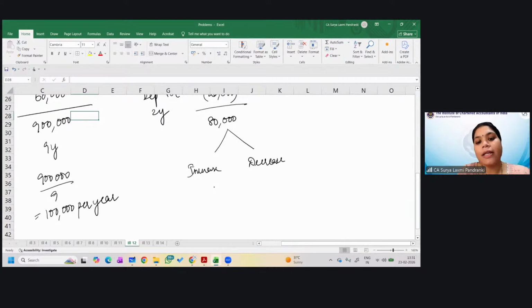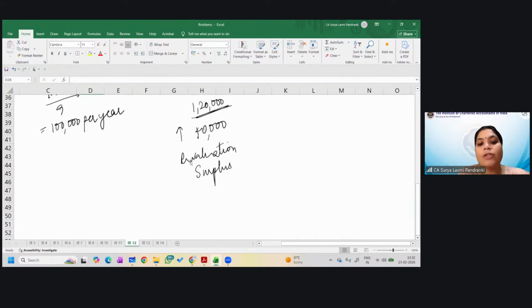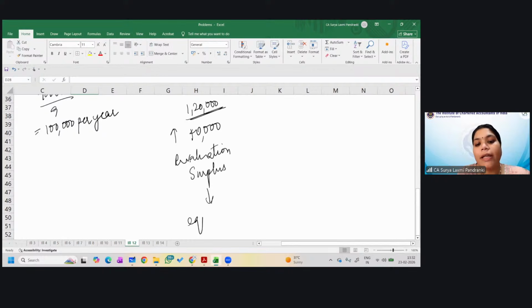If the value has increased to 1,20,000, which means how much is the value I had in my books of accounts? 80,000. But in the market, fair value in the market is 120, which means the value is increasing. 40,000 is the increase. This is called revaluation surplus. What is this called? Revaluation surplus. Okay. This has to go to your equity. It will sit in your equity as a revaluation surplus account, right?